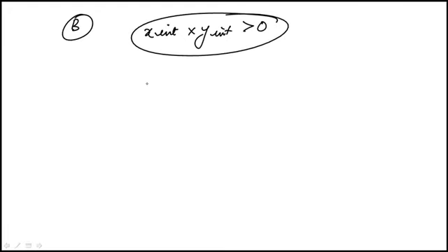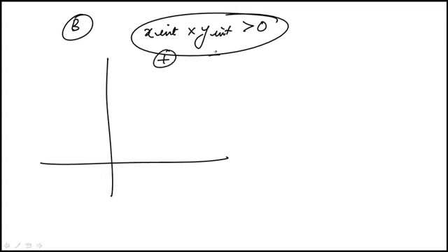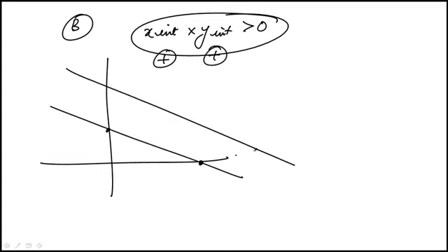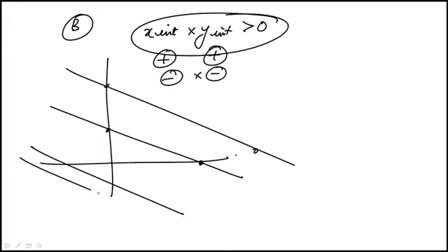B says that the product of the x-intercept and y-intercept is positive. So again, we can do it graphically, and that would mean that they are both positive. So examples like these lines, both are positive, or they're both negative, like these. So in all cases, we find that the slope is indeed negative.